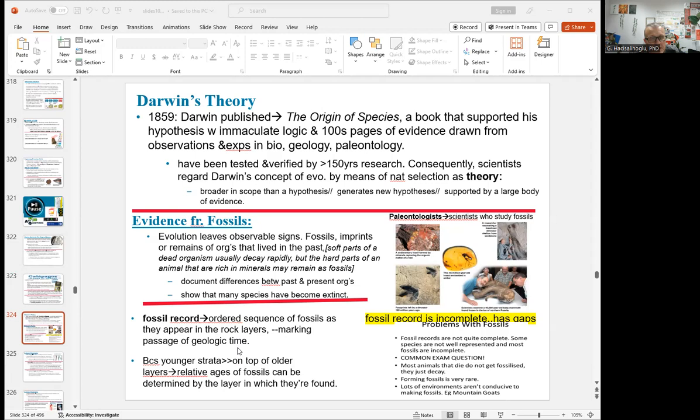So they appear in rock layers, and then we can use this data. But the fossil record is incomplete. It has gaps, even though it's very useful. So I just also want to point that out.